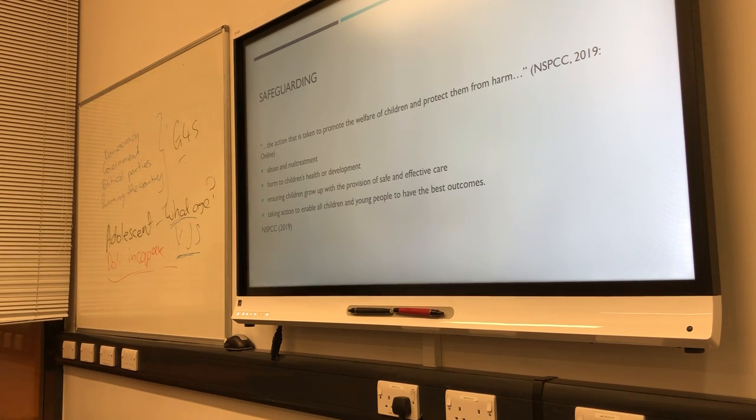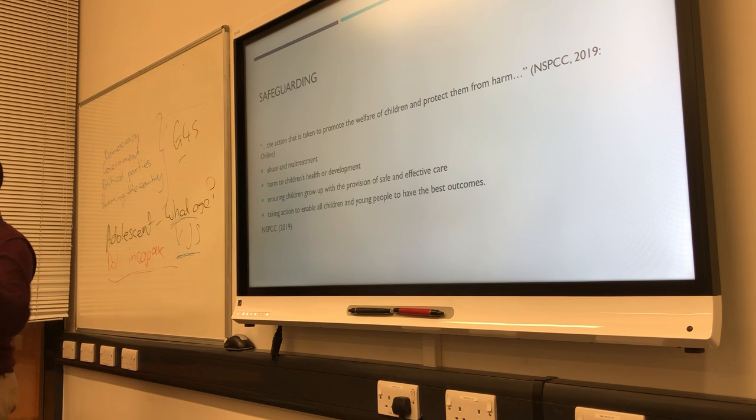NSPCC state that the action that is taken to promote the welfare of children and protect them from harm is the definition of safeguarding. That's their definition, right? It defines safeguarding as the action that is taken to promote the welfare of children and protect them from harm.